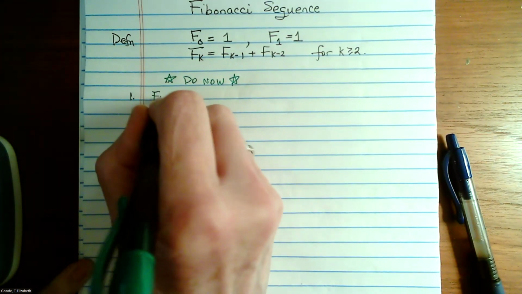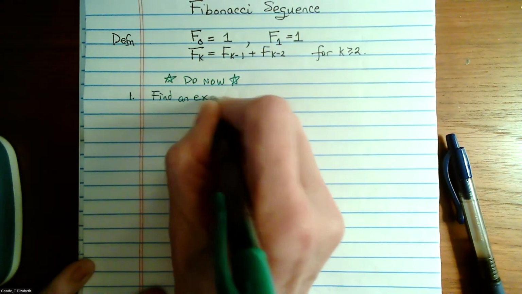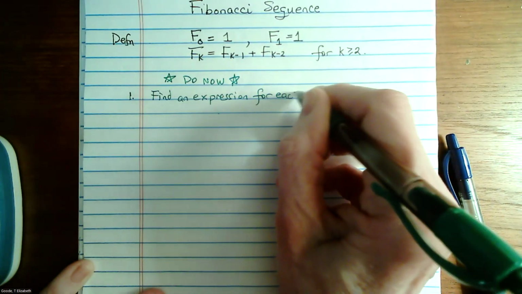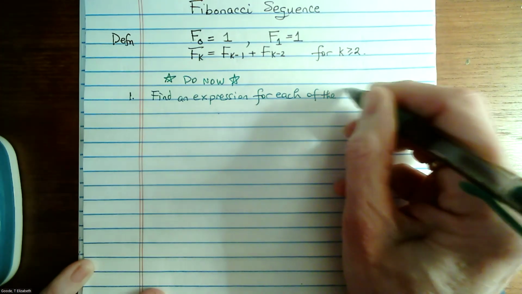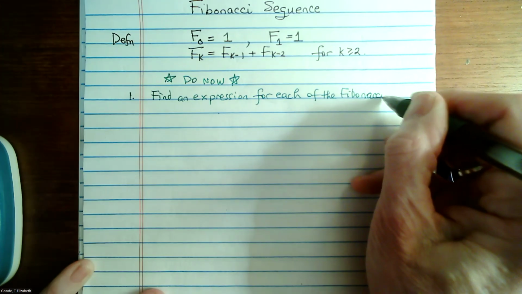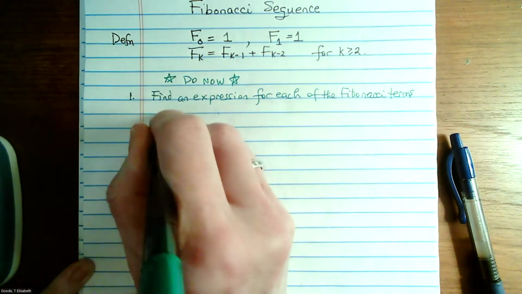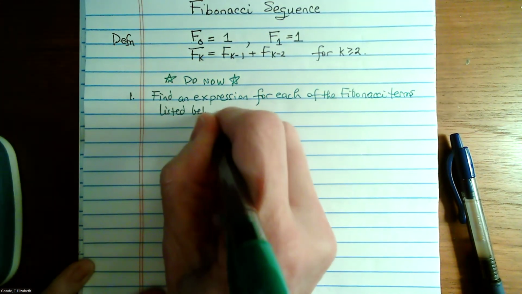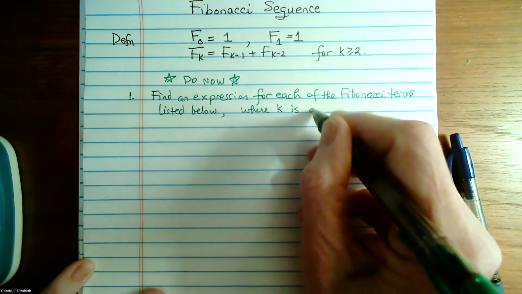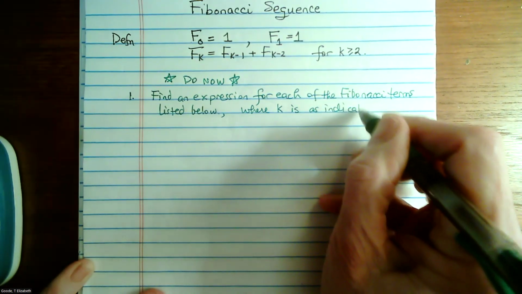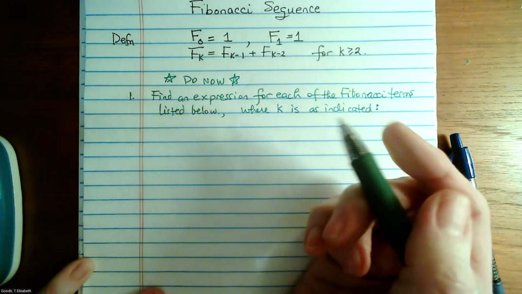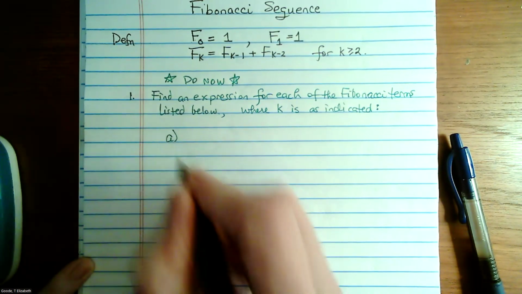Find an expression for each of the terms. In fact, they are Fibonacci terms. So let's go ahead and say that. Each of the Fibonacci terms listed below, where K is as indicated. Usually, I think in WebAssign, the author just says, hey, just let K be a reasonable K for which this is defined. But here we go.